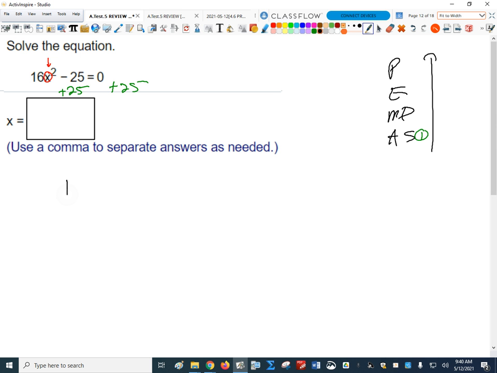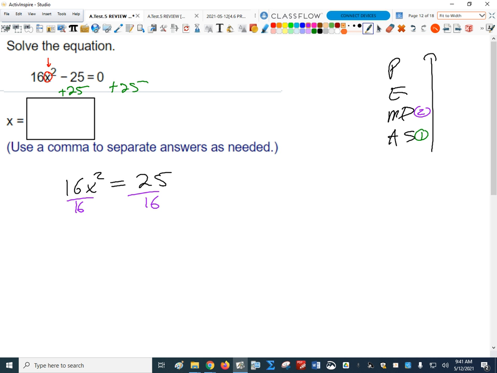Okay, and that's going to give us 16x squared equals 25. What's next? Now, sometimes people wanted to square root next, but that's not next. Inverse operations tells us that's not next. What should be next? Yeah, we got to work our way up. So next I've got multiply, divide, right? So at this point now, I'm going to divide both sides by 16 to cancel the 16s.